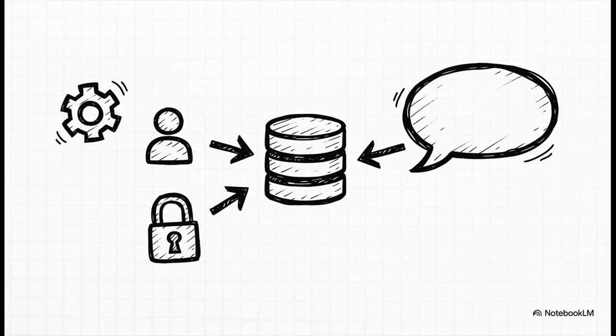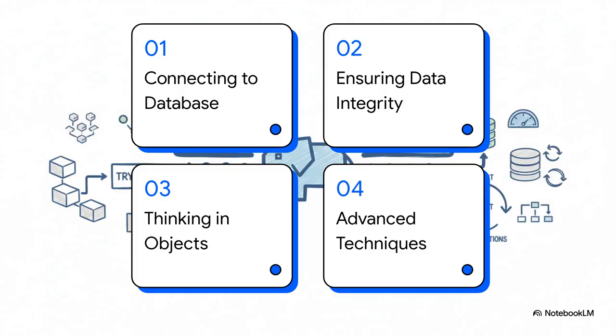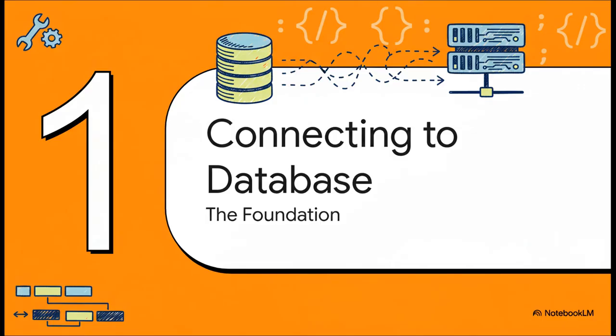Okay, here's our game plan. First, we'll cover the absolute basics, making that connection to the database. Then, we'll look at how to make sure our data stays reliable using transactions. After that, we're going to level up with a really powerful idea called Object Relational Mapping, or ORM. And we'll wrap up by touching on some advanced techniques that take your app from a simple script to a full-blown system.